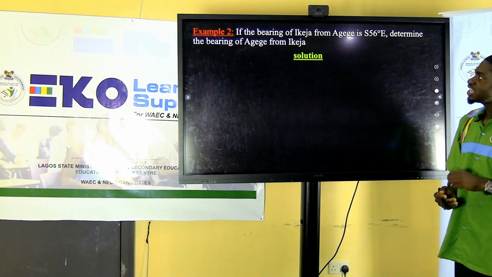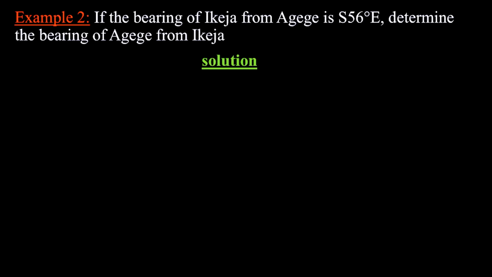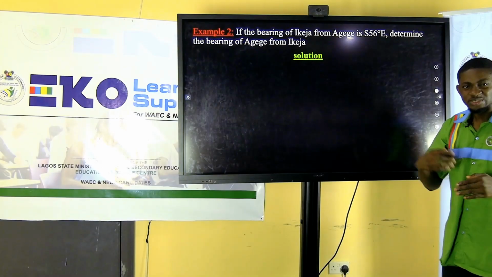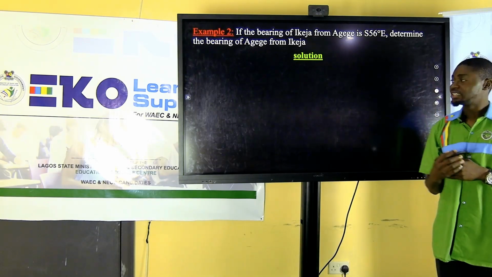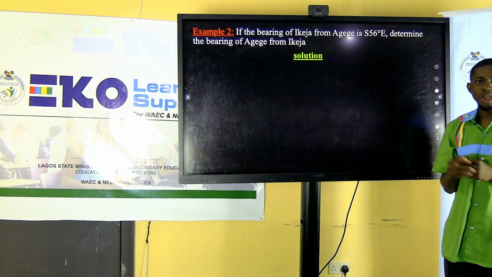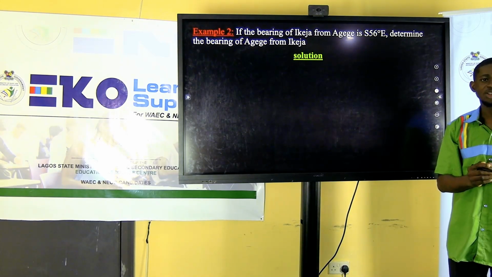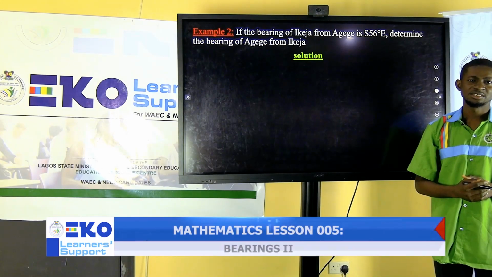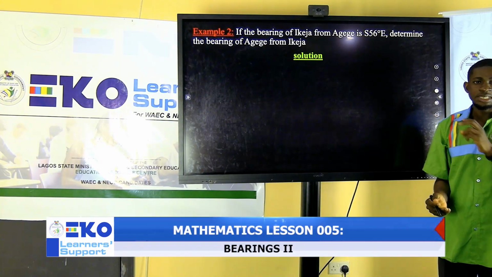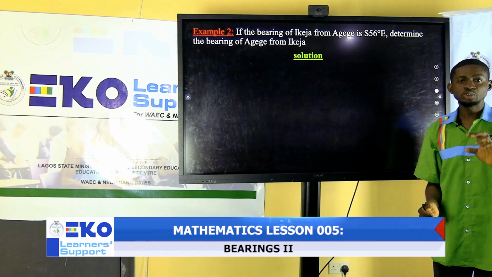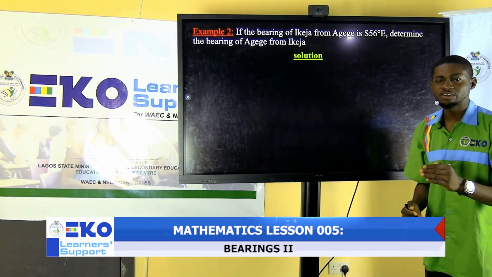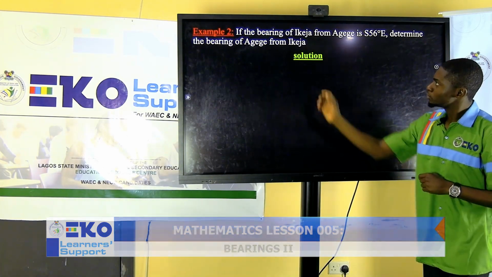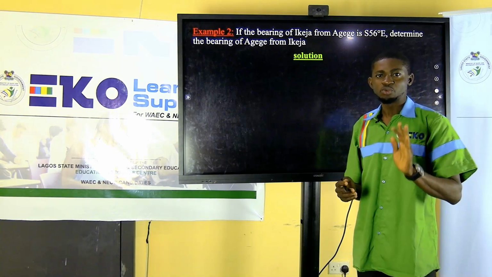This question, if the bearing of Ikeja from Agege is south 56 degrees east, determine the bearing of Agege from Ikeja. Now, similar to what we did last, however, this one is given to us in compass bearing. So the basic aim of this class is to be able to determine the bearing of a point from another point. So let's interpret this into diagram.